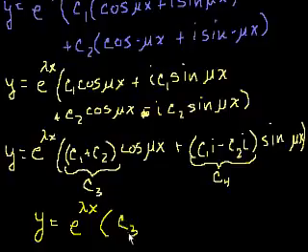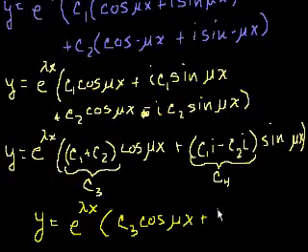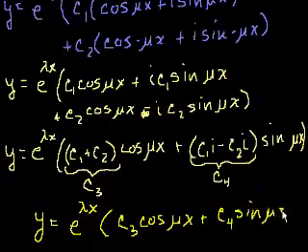It could be C1, it could be C100, whatever. Some constant times cosine of mu of x plus some other constant. I called it C4. It doesn't have to be C4. I just didn't want to confuse it with these. But some other constant times the sine of mu of x.